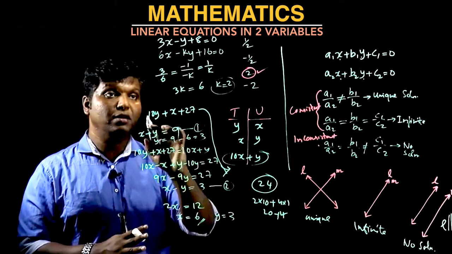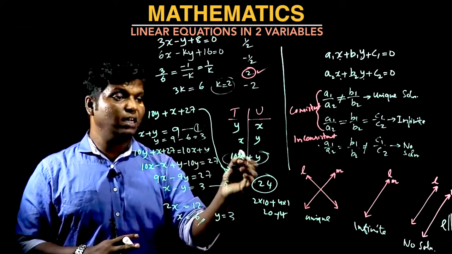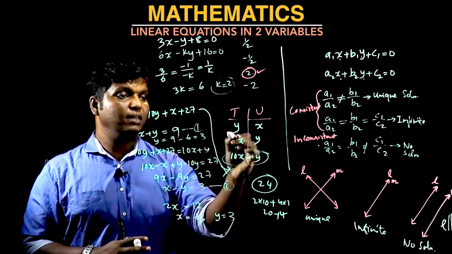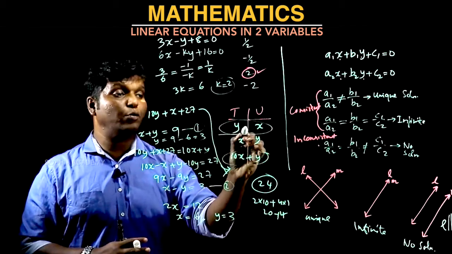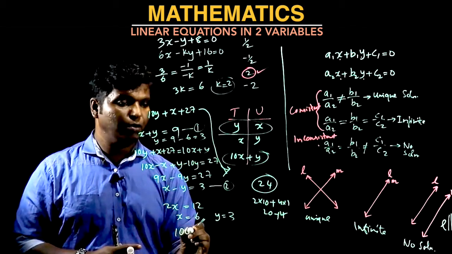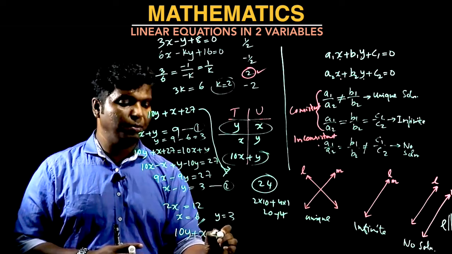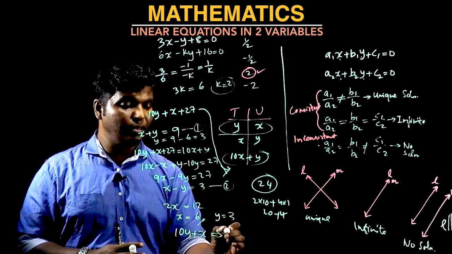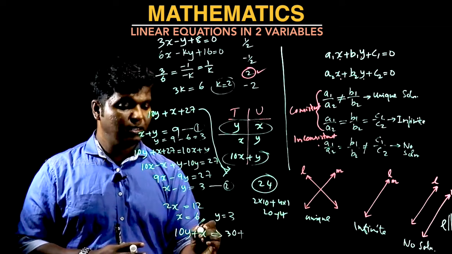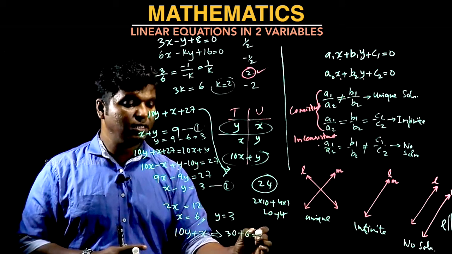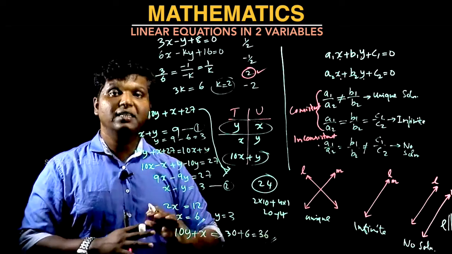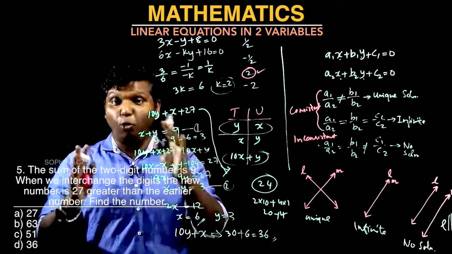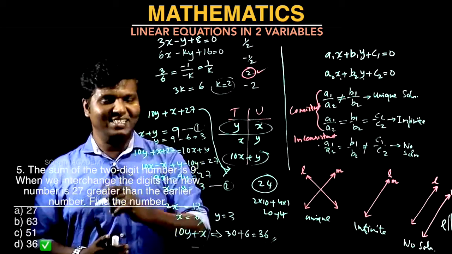Now what will be the number? The original number was 10y plus x. That means 10 into y, which is 10 into 3, that is 30, plus x, which is 6. 30 plus 6, 36 is the original number. So we will choose 36 as the right answer. In the options, you can see option D, 36 is the right answer.